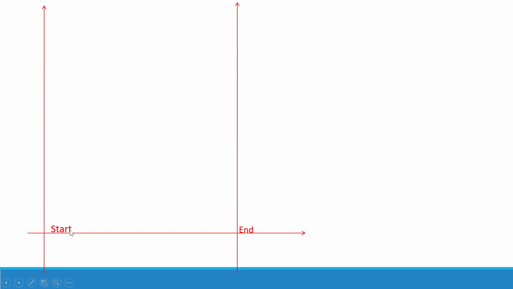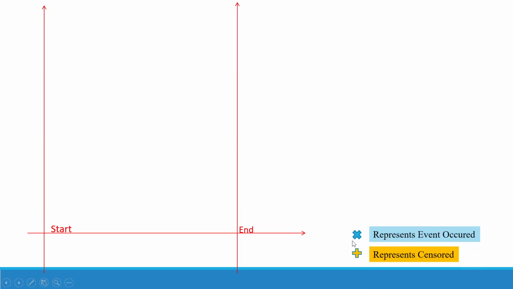Let's specify the start point and the end point for the study window. We are carrying out a study, so we are specifying the starting point and ending point. The time duration, let's say the study will be carried out for 6 months or 1 year. Please remember the symbols. The multiplication sign represents that the event has occurred, and the plus sign means censored. The patient drops out of the study.